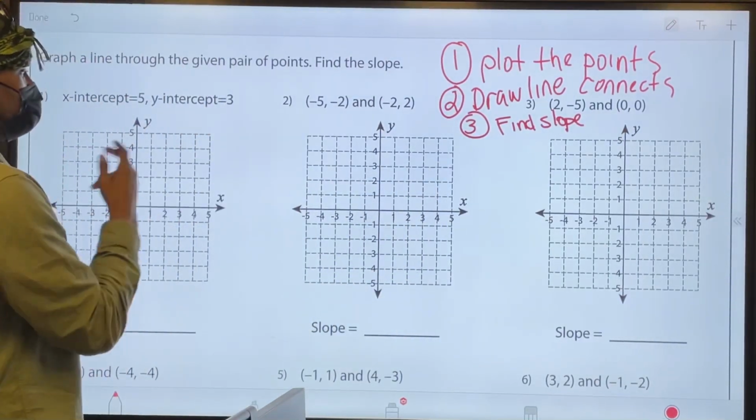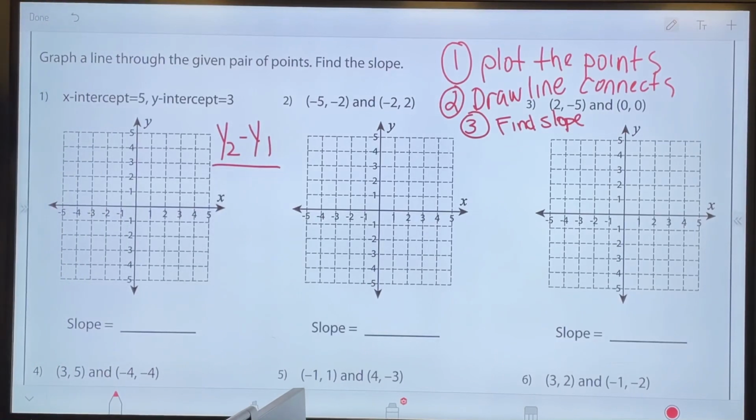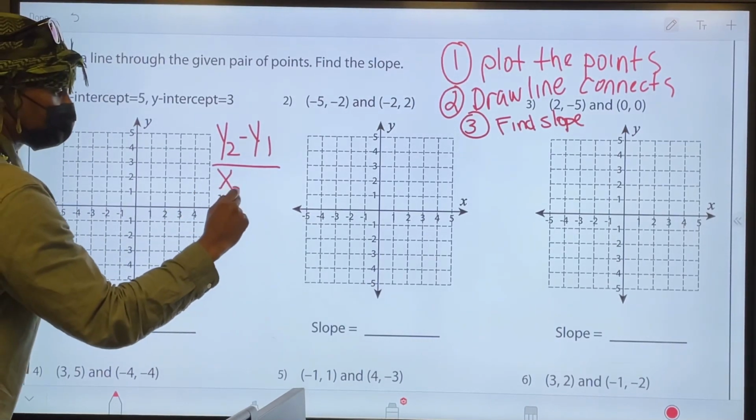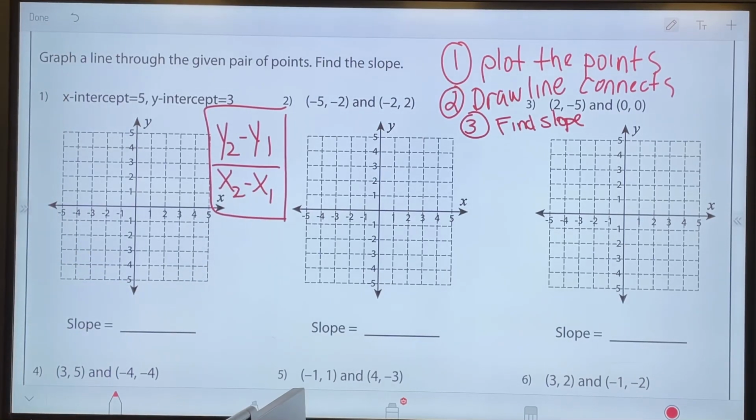Trying to find somewhere where I can put it. I'll put it here: y2 minus y1 over x2 minus x1. So we'll be using this slope. Once we label the points, we're going to label the points, plot the points, and then we'll use that slope. So now, let's go ahead and plot the points.